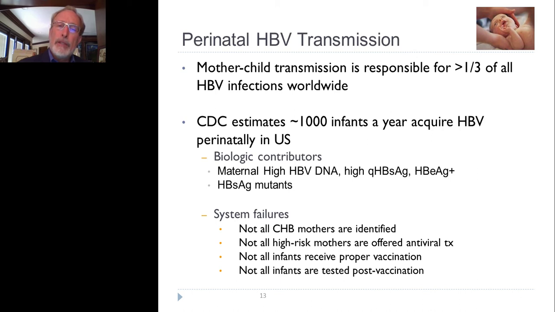HBIG is expensive. It's also another injection, may be missed in terms of administration. Early vaccination may decrease the need for HBIG administration as well. Babies born to surface antigen positive mothers should be tested between 6 and 18 months after delivery to see what their hepatitis B status is.